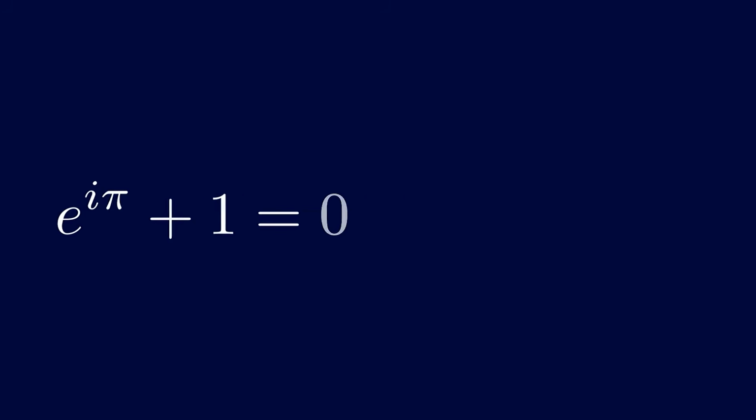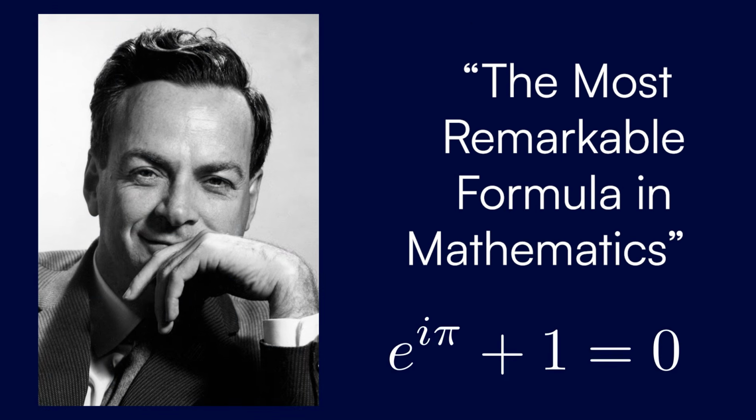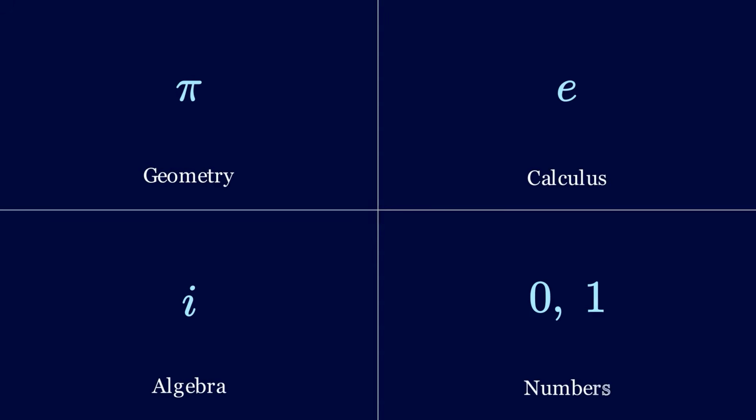Euler's identity is often voted as the most beautiful equation by mathematicians. Nobel laureate physicist Richard Feynman famously called it the most remarkable formula in mathematics. Euler's identity is loved because it blends 5 constants from seemingly distant areas of math: pi from geometry, e from calculus, i from algebra, and 0 and 1 from the numbers.